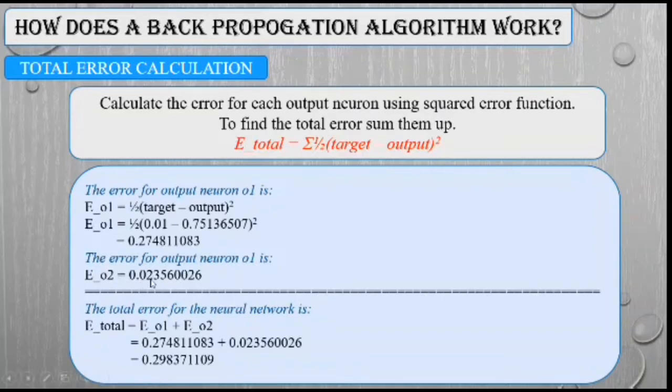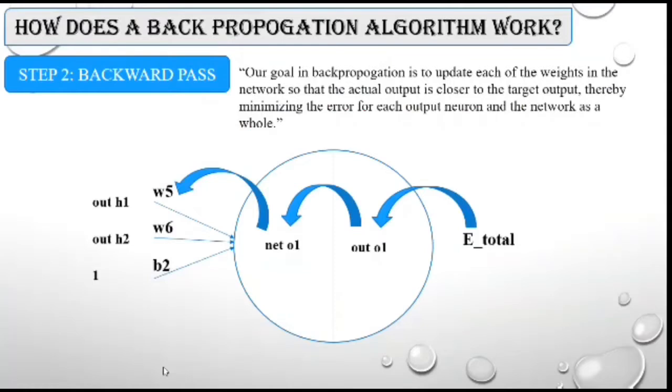Now to find out the total error, we need to add up the error for O1 and the error for O2. So for finding out the total error, we are summing up this error for O1 plus error for O2, which comes out to be 0.29. So now we are done with feed forwarding the input, predicted the result and also calculated the error in prediction.